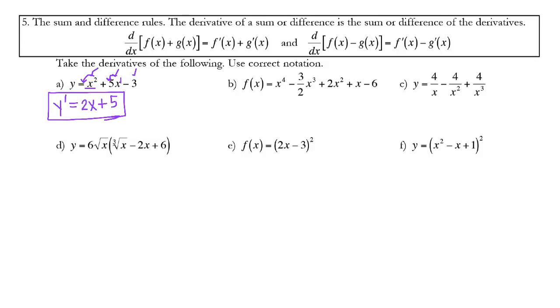Looking at part B, we would go through the same process. So we can go ahead and say f prime equals, this first one would be 4x to the third minus, and again multiply the 3 down, so that's going to be 9/2 x squared, plus multiply the 2, so that's 4x, plus the derivative of just the x is 1, and the derivative of negative 6 is 0.